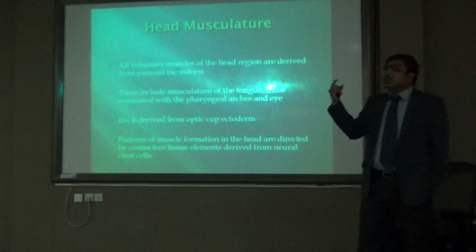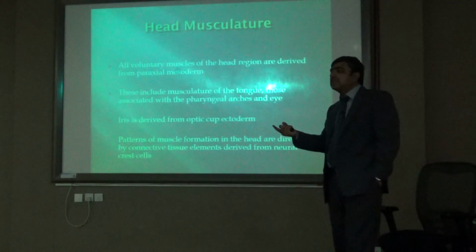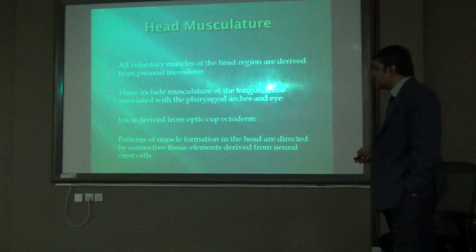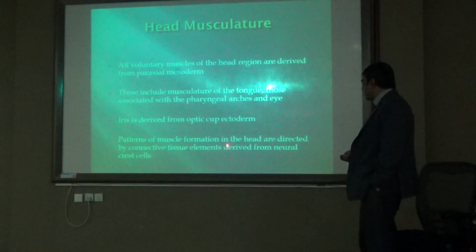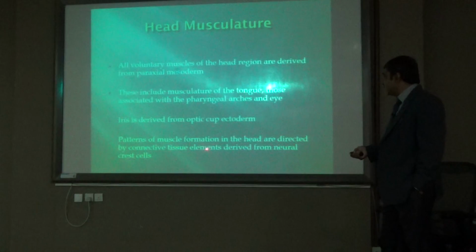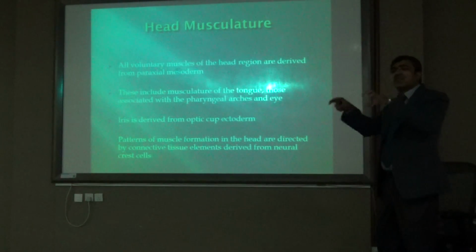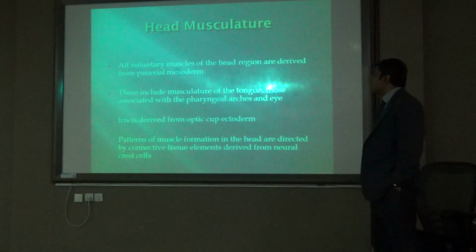breasts, the sweat gland muscles, they are derived from the ectoderm. Patterns of muscle formation in the head are directed by connective tissue elements derived from the neural crest cells. So these patterns are being influenced by the connective tissues and the neural crest cells.